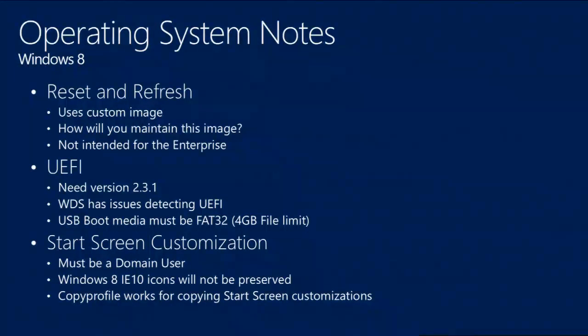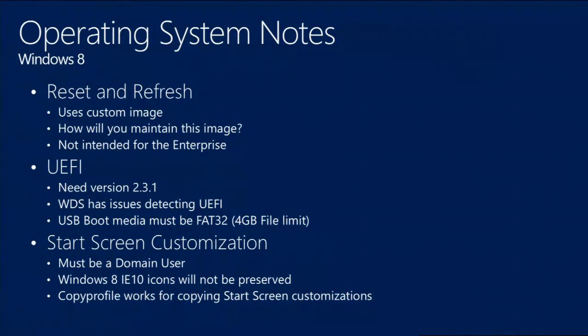So if you've got a large WIM, that's not going to fit properly on a FAT32 partition because there's a 4 gig limit. What you will then have to do is split your WIM into smaller files and then glue them back together during the deployment. So these things catch you out.